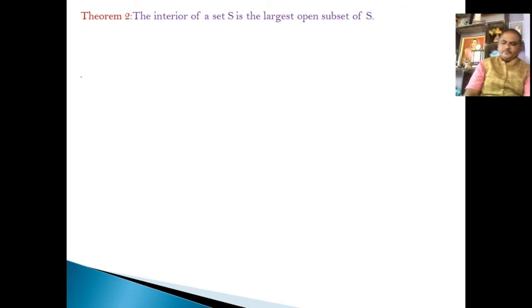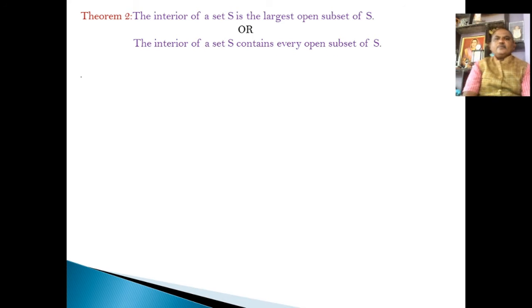Second theorem: the interior of a set S is the largest open subset of S. There are many subsets of S which are open sets, but the interior of a set S is the largest open subset of S. Another statement of this theorem is that the interior of a set S contains every open subset of S.